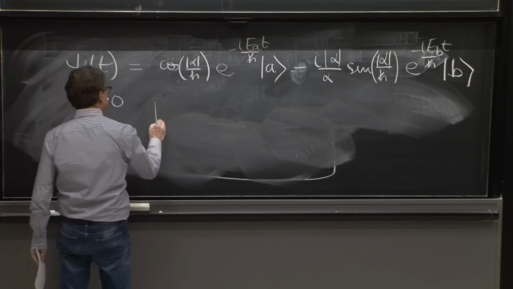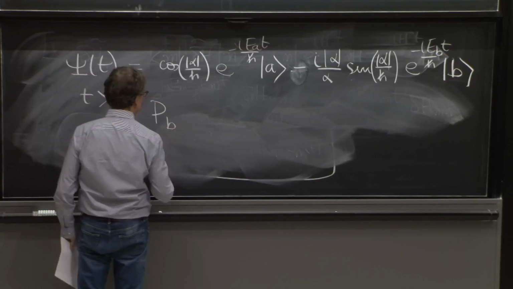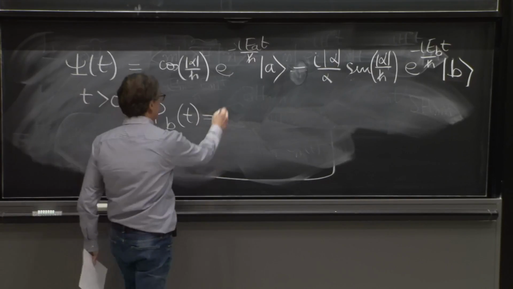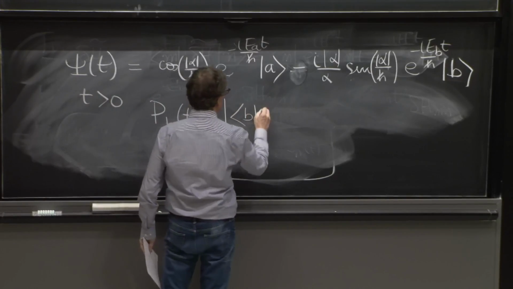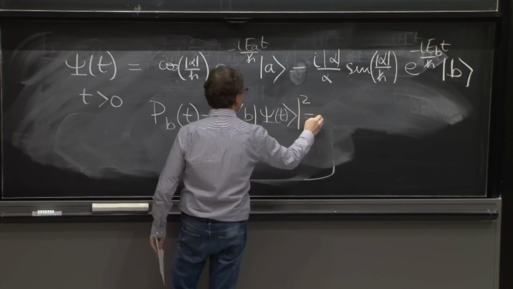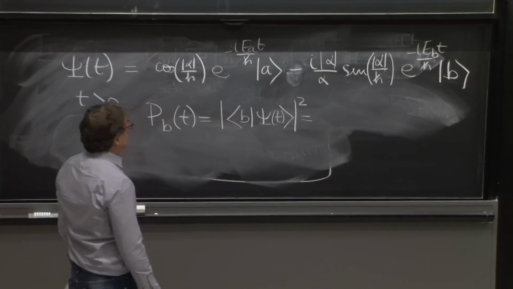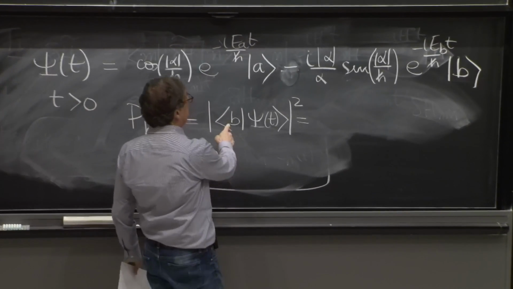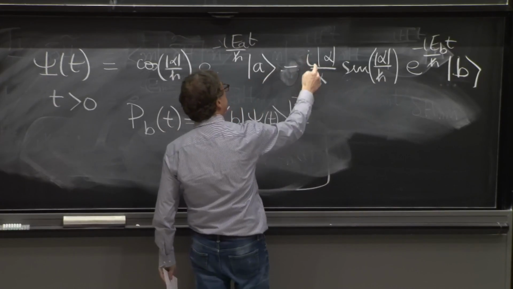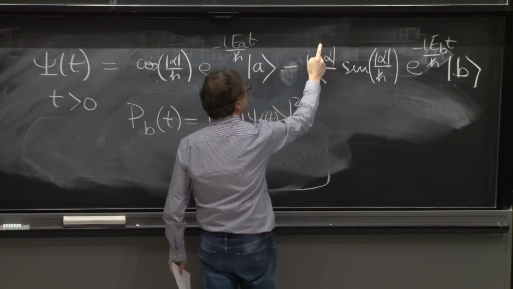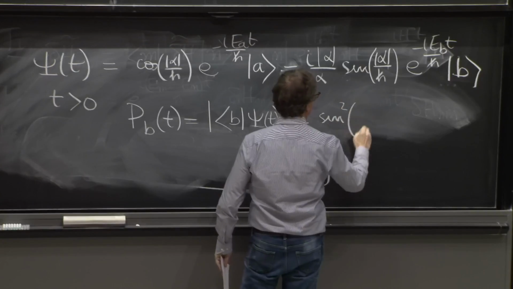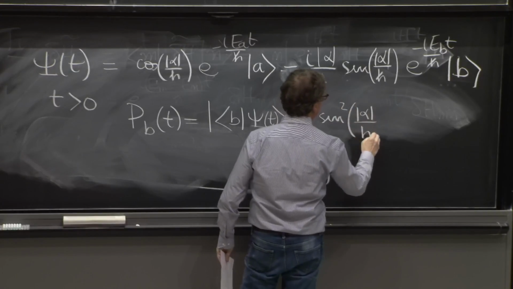And what is the probability to be found in the state B at time t? It would be B times the state, squared. So B will couple just to that. B with B gives you 1. This is a phase, this is a phase, so you get sine squared of the length of alpha over h bar.